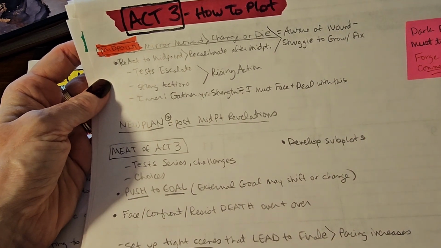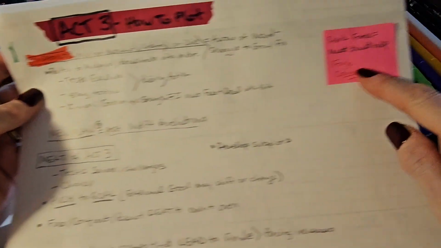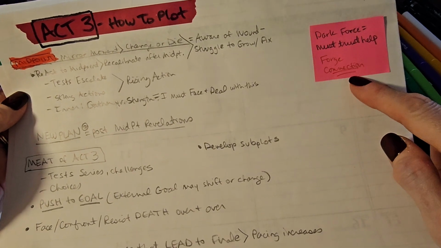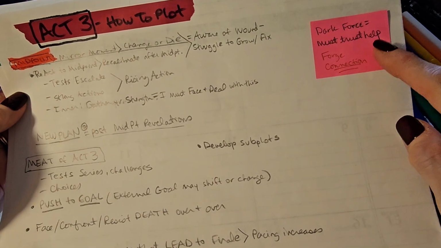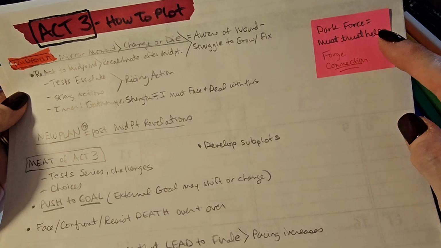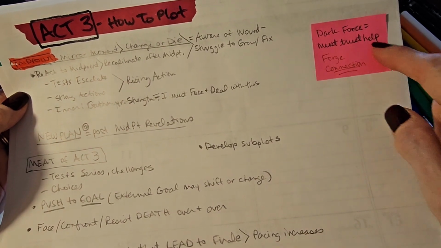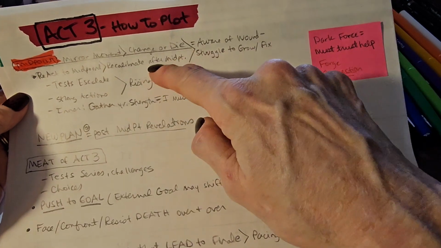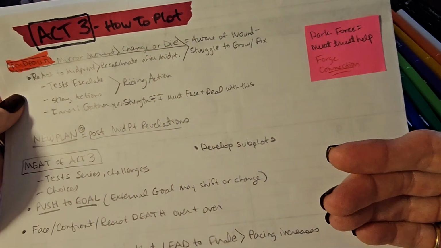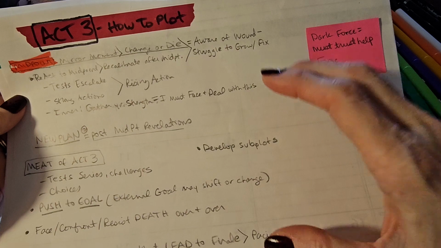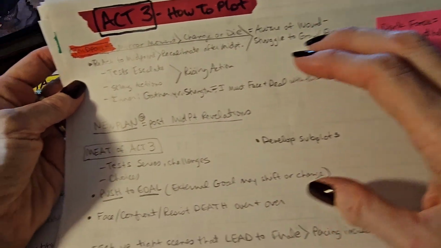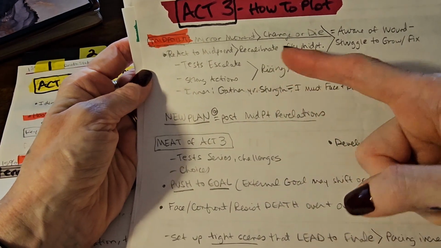I've added a note. The dark force brewing indicates a clue that your character must grow trust and trust help in order to start forging a connection that's going to get them catapulted out of Act 3 into Act 4. So Act 3 is where you really start to see character growth. That's critical. So what's happening?